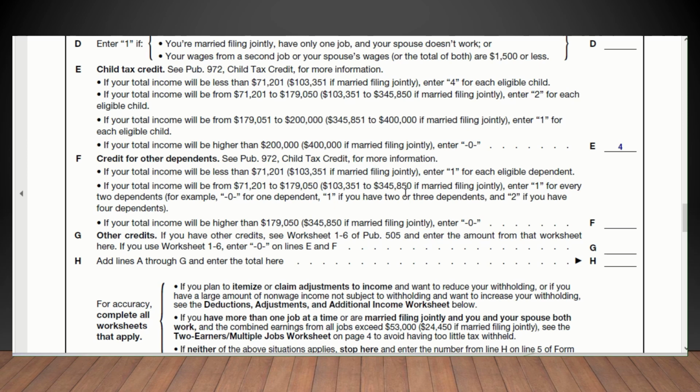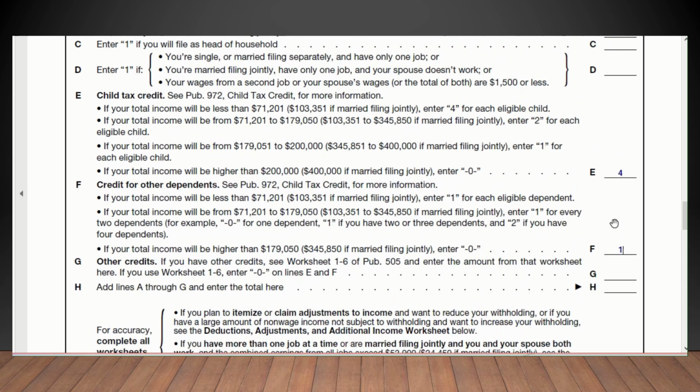If you have 4, you enter 2. So it's every other. Remember, 1, 0. 2 or 3, 1. 4, 2. 5, 2. 6, 3. So that's how that goes. But if your total income is higher than 179,050 if you are single or head of household, or 345,850 if you're married filing jointly, enter 0. So let's just make the assumption we take care of a parent, and we said we're in this first threshold, so we enter 1 for that parent.